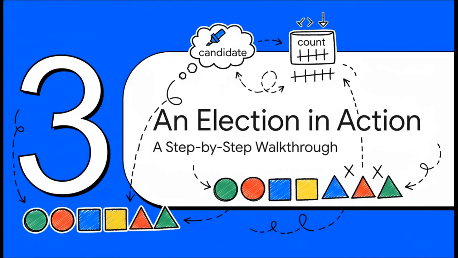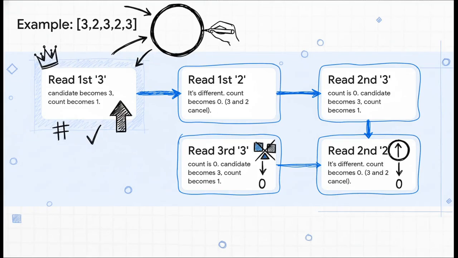I know this might sound a little bit abstract, so let's make it super concrete. We're going to walk through an example array and see exactly how this whole voting and cancellation thing works using just our two variables, a candidate and a count. All right, here's our array: 3, 2, 3, 2, 3. Just watch how these two variables change.